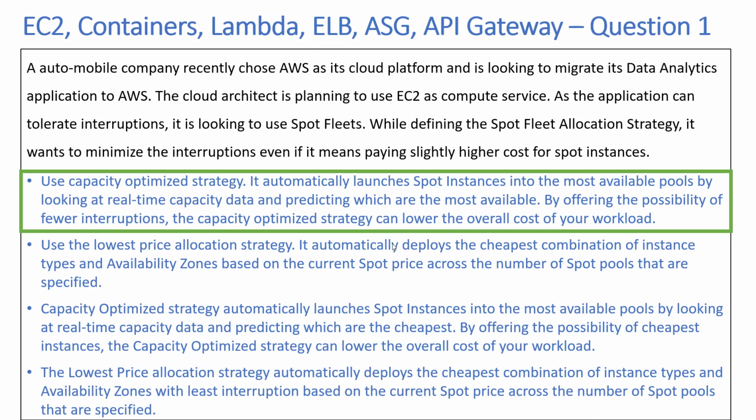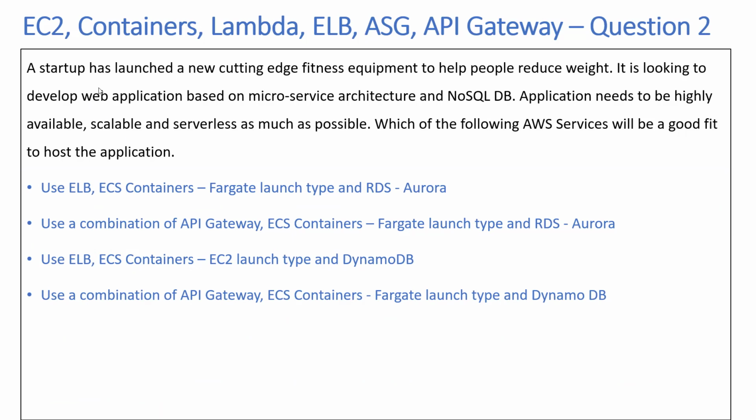Okay, now let's look at the next question. So this should be a pretty straightforward one. Startup has launched a new cutting-edge fitness equipment to help reduce waste. It is looking to develop a web application based on microservice architecture and NoSQL database. Application needs to be highly available, scalable, and serverless as much as possible. Which of the following AWS services would be a good fit?